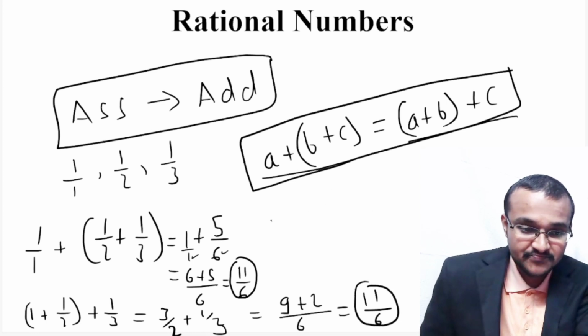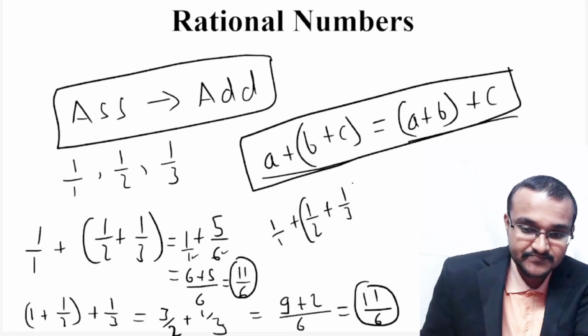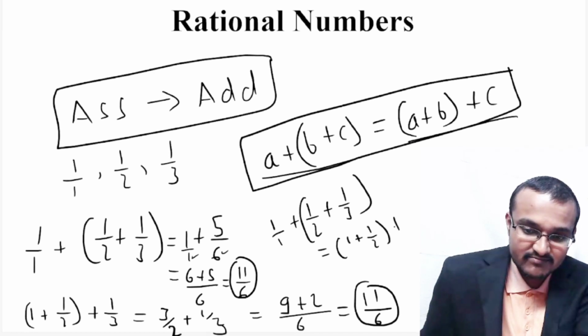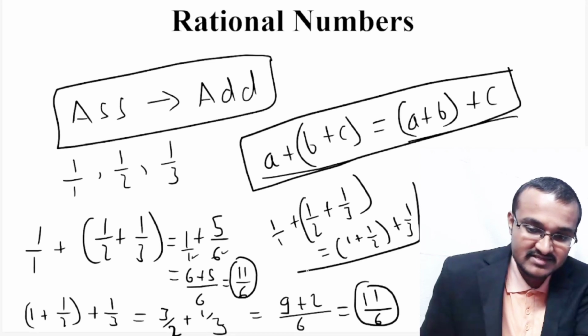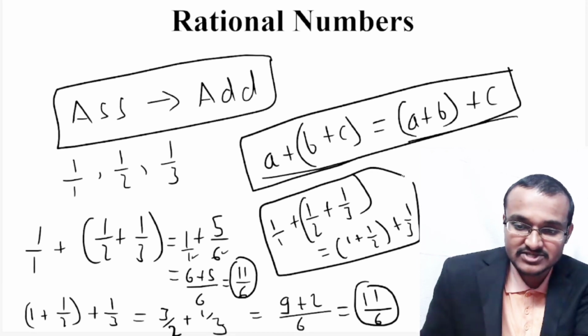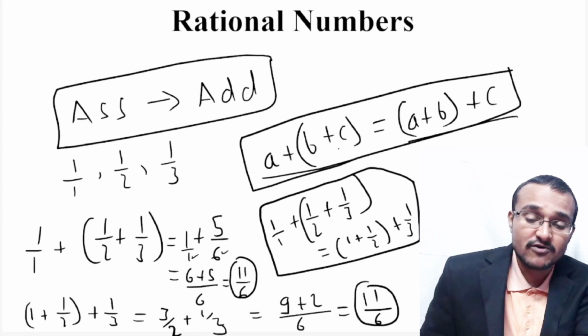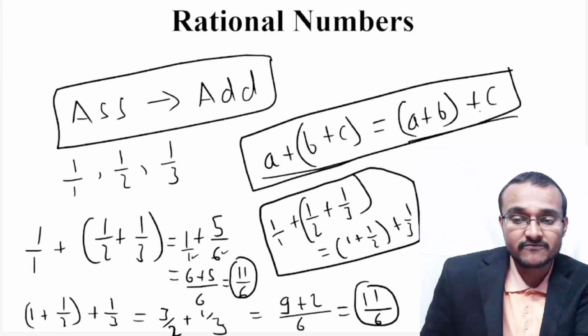So that shows 1 by 1 plus (1 by 2 plus 1 by 3) is actually equal to (1 plus 1 by 2) inside the bracket, plus 1 by 3. That means these particular rational numbers are actually satisfying a plus (b plus c) is equal to (a plus b) plus c.